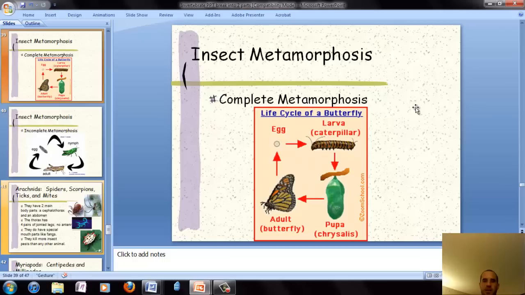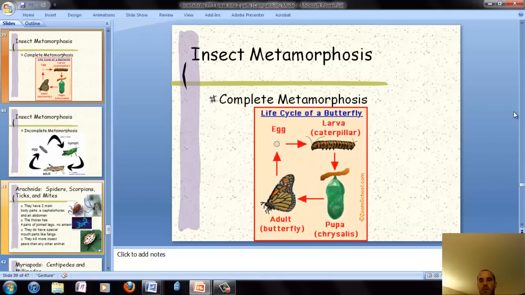So insects can go through a complete metamorphosis. So that would be going from an egg to a larval stage. That larval stage is completely different looking in appearance than the adult stage. It's going to have to go dormant. It could be in a pupa, and then it would emerge from that in its fully formed adult form.